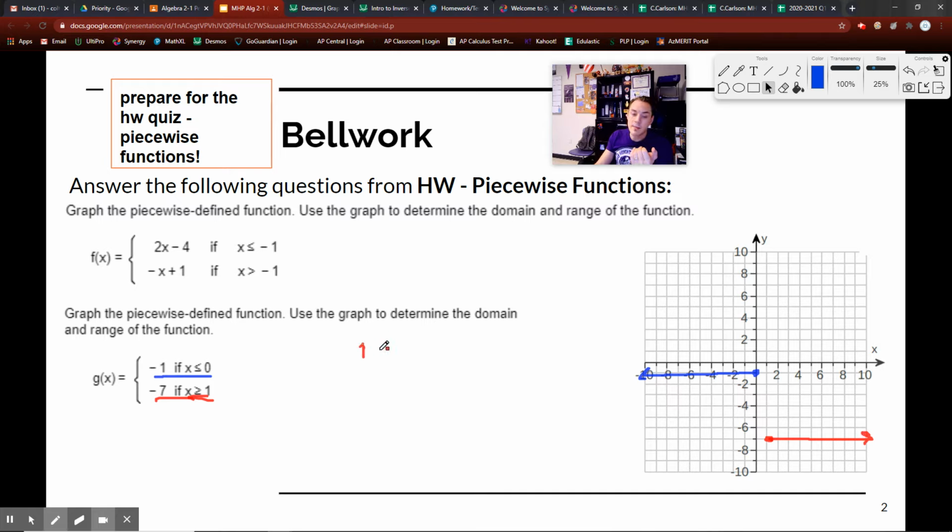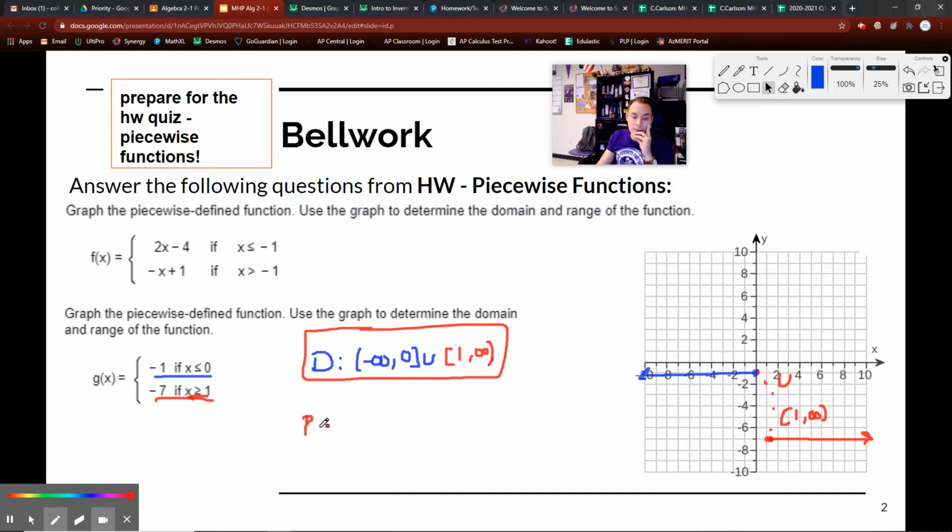Now, what is my domain? My domain is kind of finicky. Reading it left to right is -infinity. Actually, I'm going to color code here for you. Follow my color code, blue and red. -infinity to 0 bracket, and then union. What's in blue corresponds to the blue graph, and then bracket 1 to infinity. What's in red corresponds to the red graph. So this is the 1 comma infinity here, and this is the union. All right, so that is my domain. And then I'll just keep it as red. It doesn't matter.